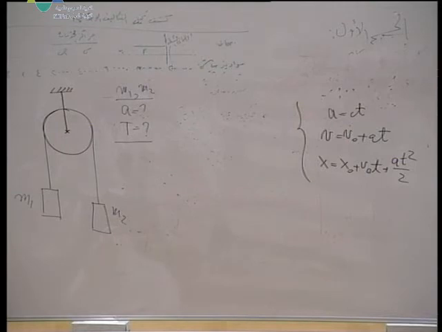The problem is here we can choose two reference frames. Usually people choose two reference frames. One of them chooses a reference frame tied to one of the bodies. Others choose a reference frame tied to the floor of the lab. Yes? These are the two possibilities.